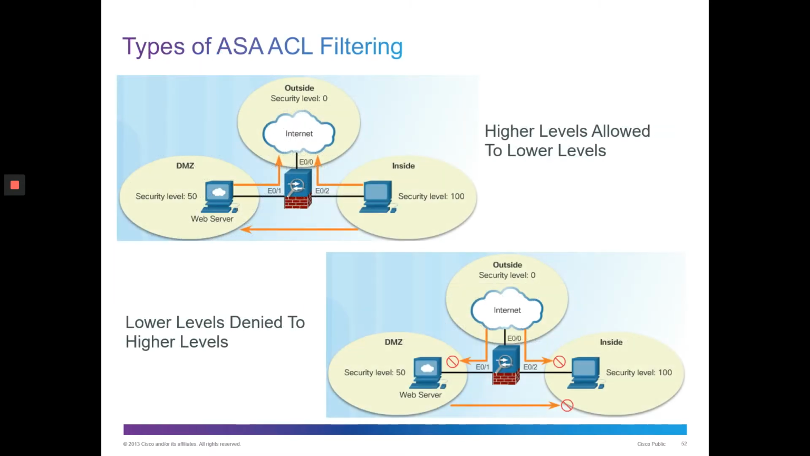Okay, moving on, we have a different type of ACL filtering. This is something we discussed before as well. Any high level is allowed to go to lower levels. For example, if you have a security level of 100, then you can go to the lower levels, but lower levels are denied entry to higher levels. Any lower level will be denied entry to a higher level network. So this is one of the filtering methods that we implement in the firewall.